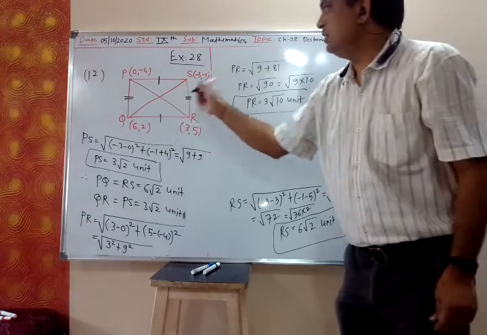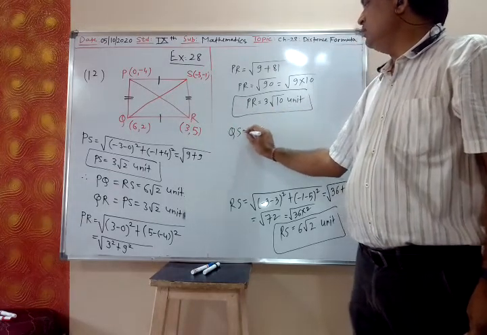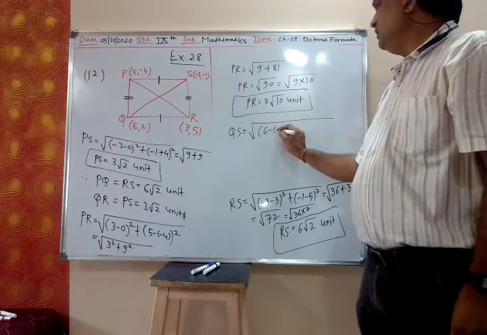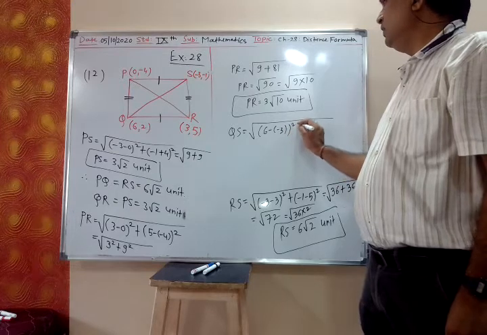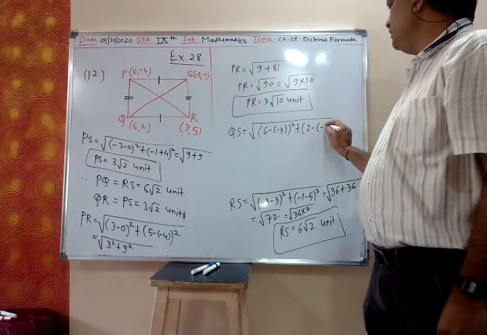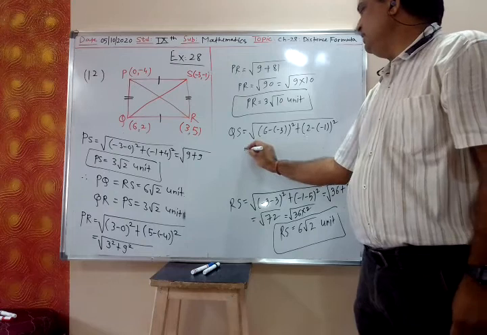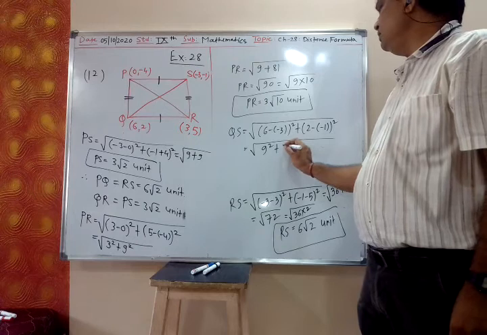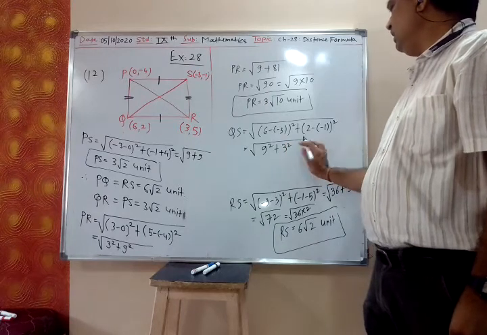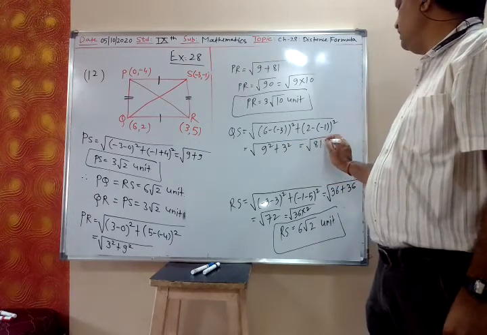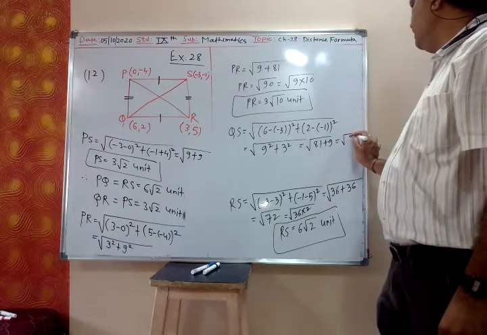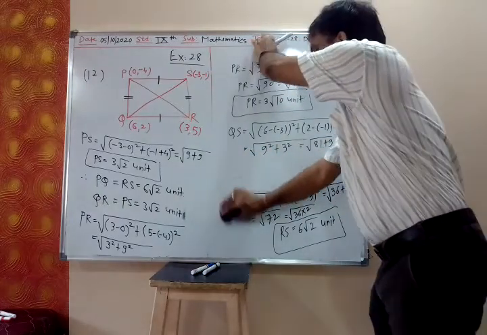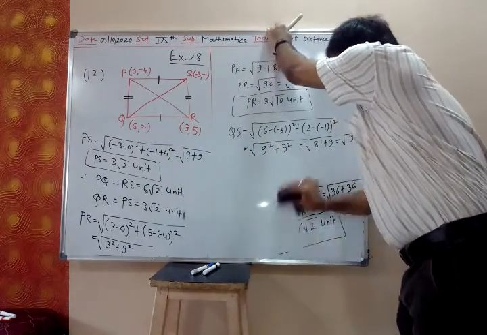Let us find the other diagonal QS. So QS is square root of (6 minus minus 3) square plus (2 minus minus 1) square. So 6 minus minus 3 is 6 plus 3, 9 square. 2 minus minus 1 is 2 plus 1, 3 square, that is 81 plus 9, which is root 90. So QS is root 90.